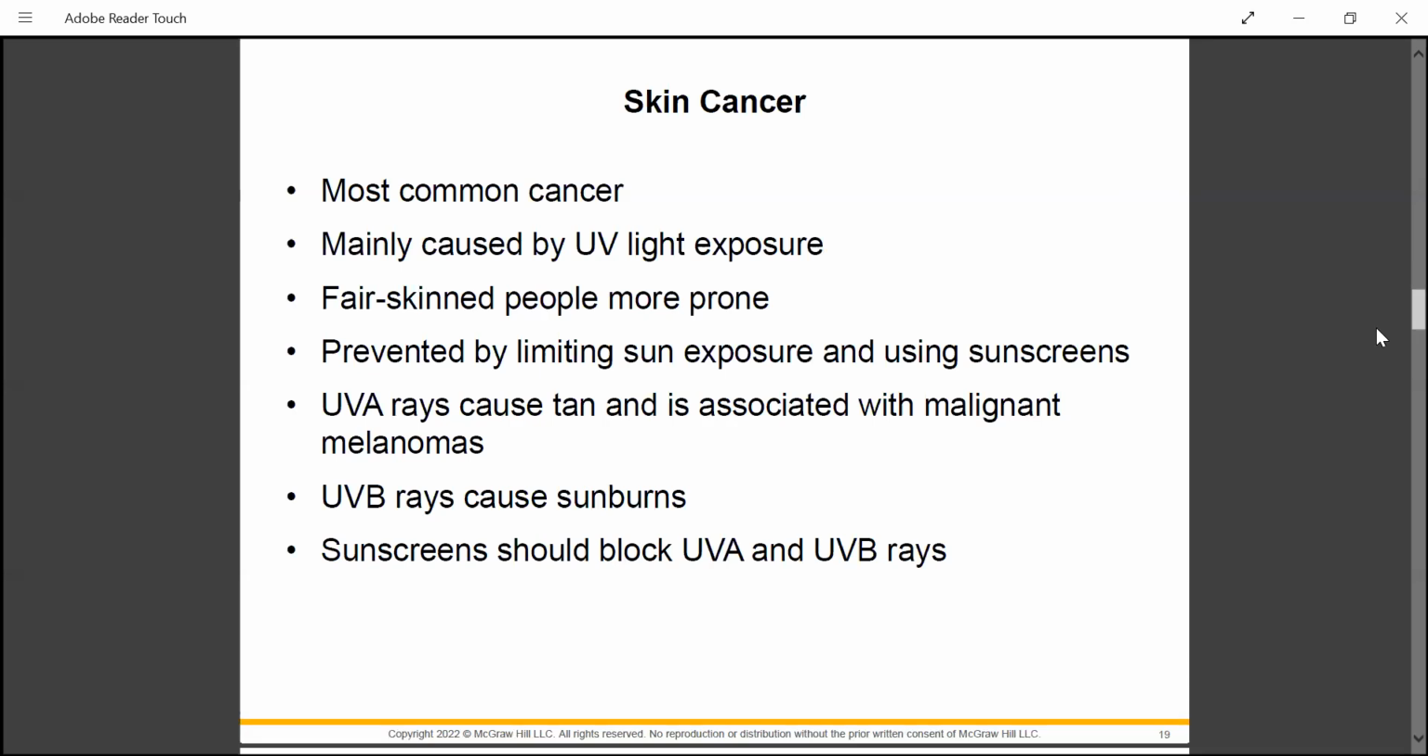So there's two different types of rays. We have UVA and UVB. UVA is what we associate with causing a tan, but it also is associated with our malignant melanomas or our tumors of the melanocytes. And then UVB rays are what actually cause our sunburn.